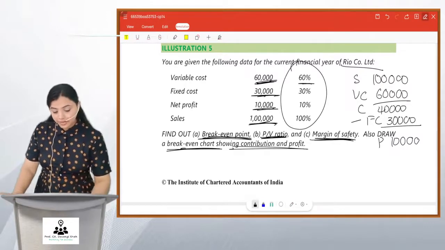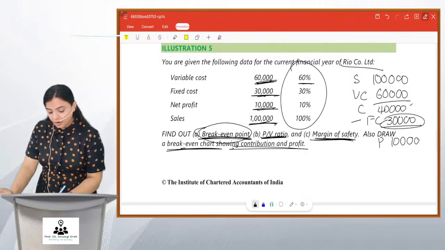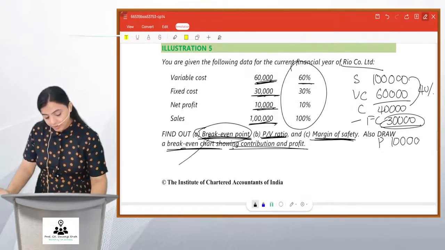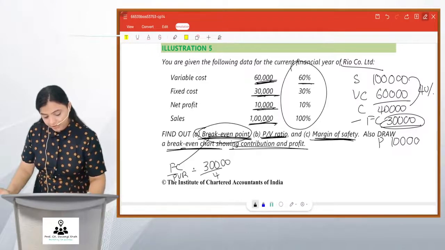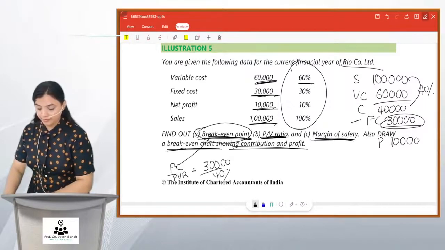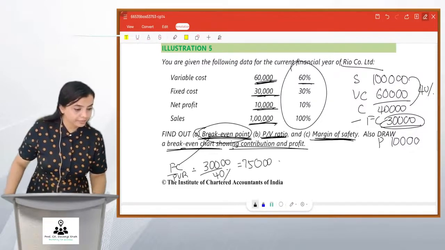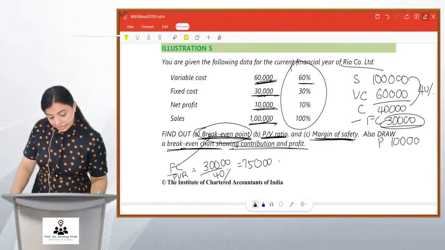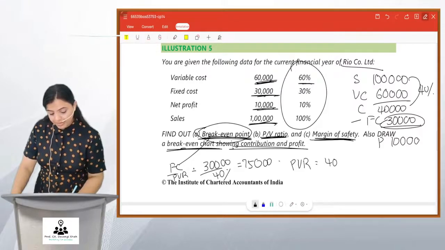So firstly, let us find out BEP. How do you find out BEP? It's so simple. Fixed cost upon PV ratio. PV ratio is 40%. So BEP will be fixed cost upon PV ratio, which is 30,000 divided by 40%. You get 75,000 as your BEP. Then is PV ratio. We already got it, 40%.